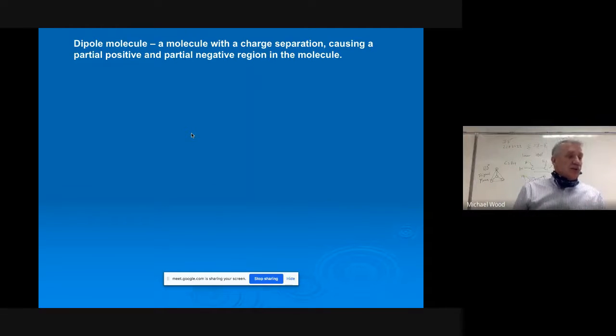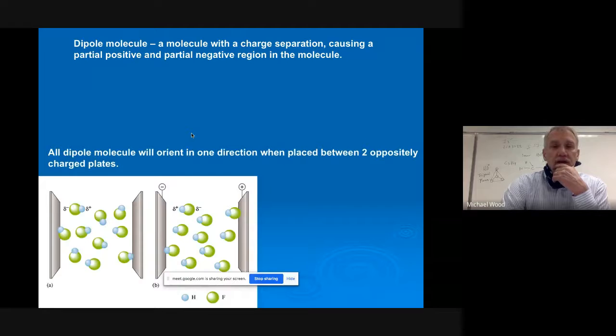Another term that you'll see once in a while in these problems is called a dipole moment. If you see that, they're simply saying this molecule is polar. Dipole moment. So we're just saying the molecule has a positive and a negative. And then here's a good illustration of this.